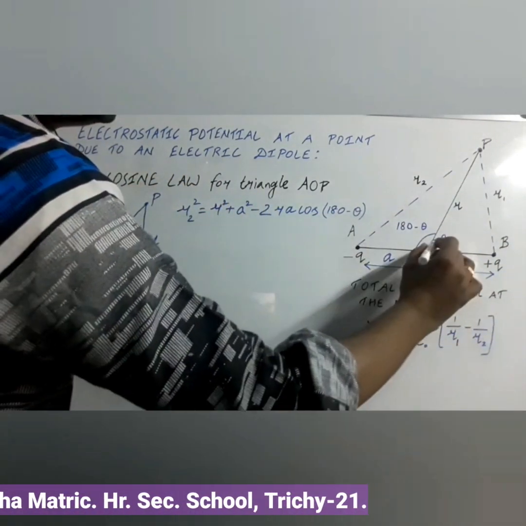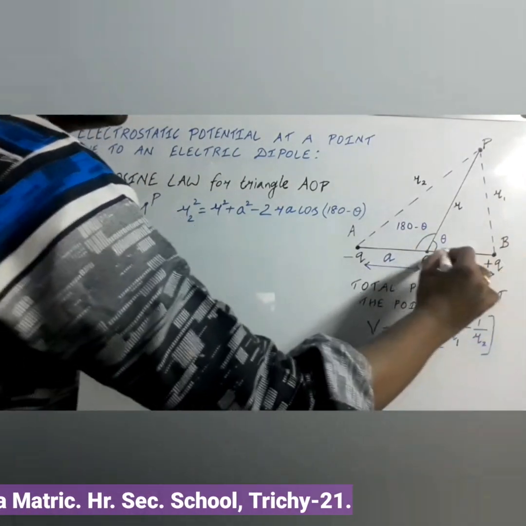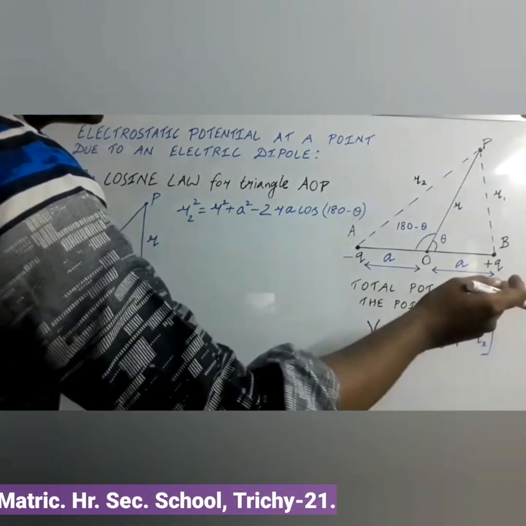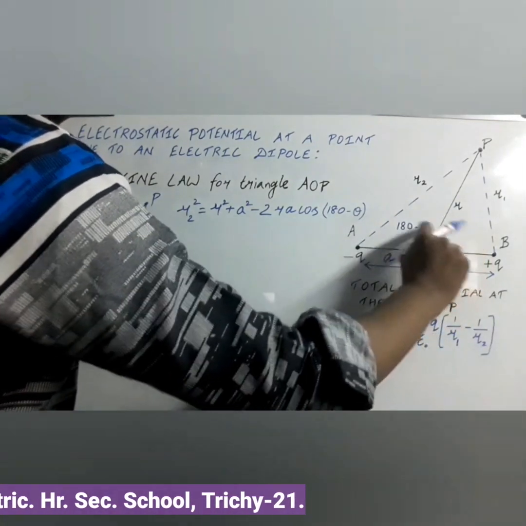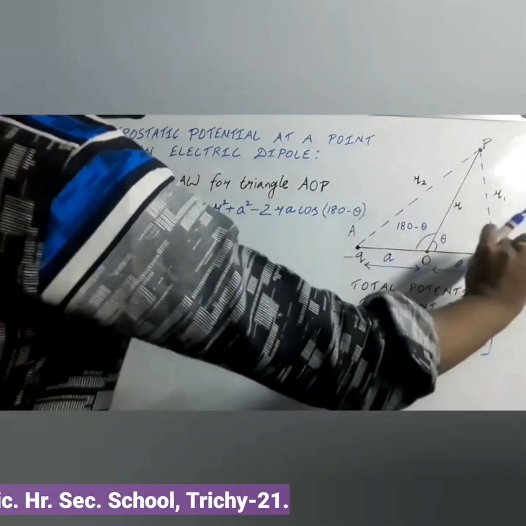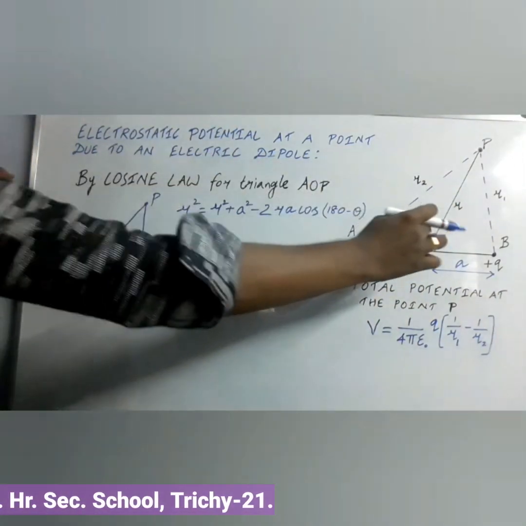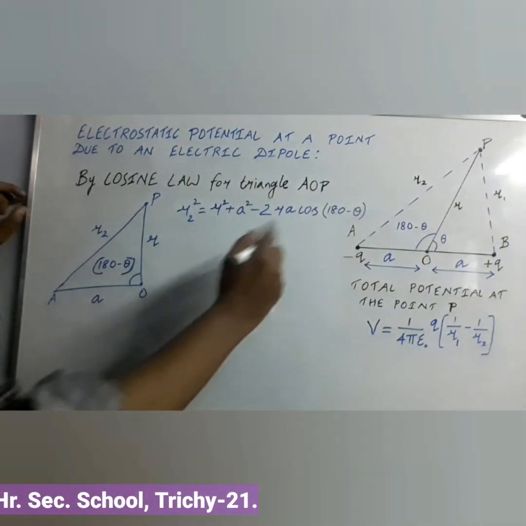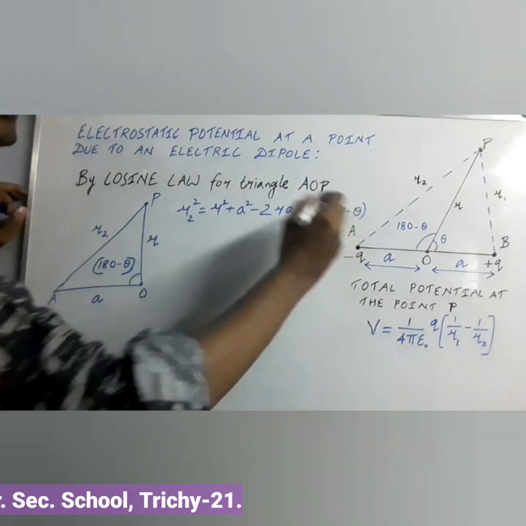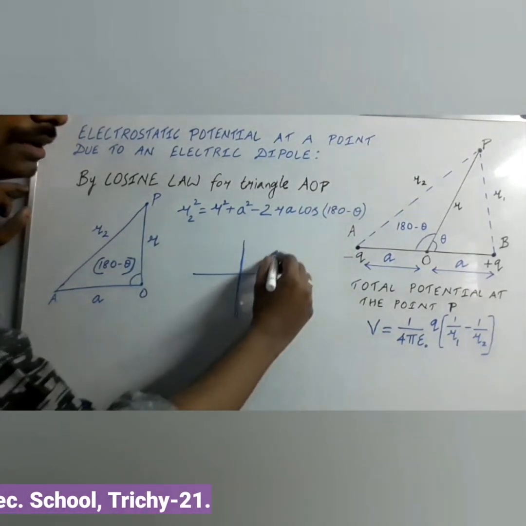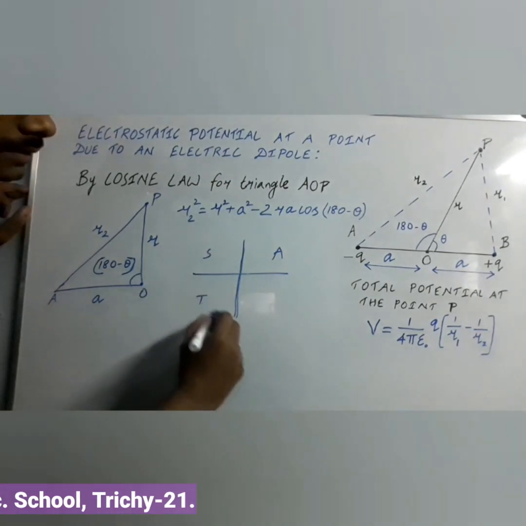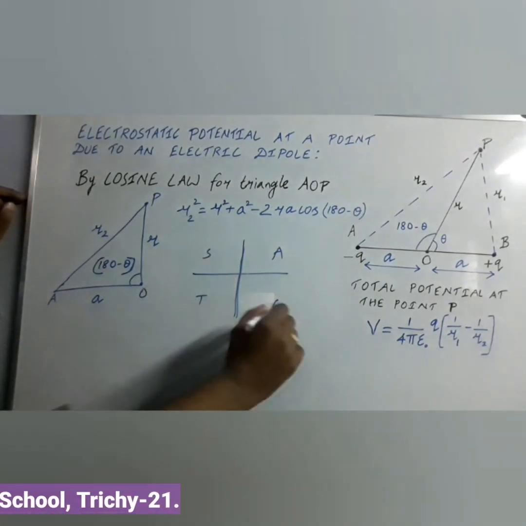Here at the midpoint, POB makes the angle theta. But what is the remaining angle? 180 minus theta. The total angle, theta can be cancelled, so the total angle will be 180. Since it is a straight line, we get 180, so the remaining angle will be 180 minus theta. So what is the value of cos 180 minus theta? I hope in 11th standard you have learned: all students take coffee, or all students take chocolate.